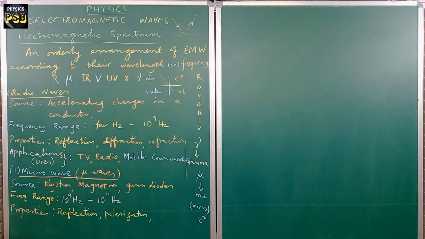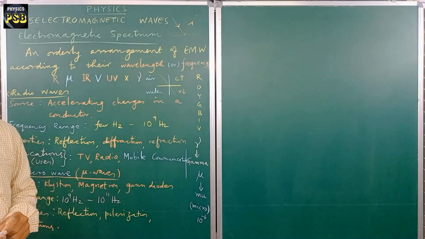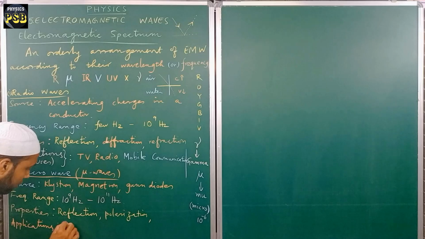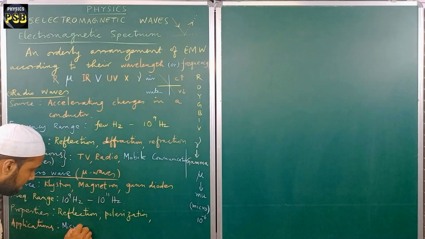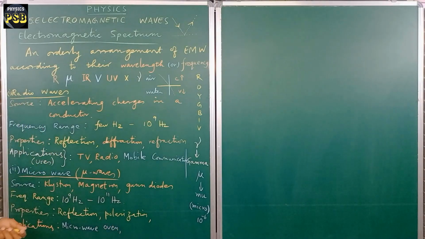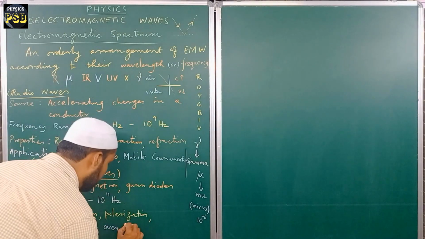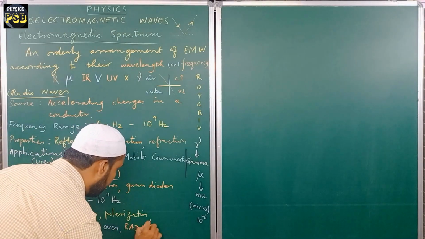Now, the most important thing, applications or uses of microwaves. What are the applications of microwaves? Let's find out. We know very well, microwaves are used at home in a microwave oven. The second thing, it is used in a radar system.